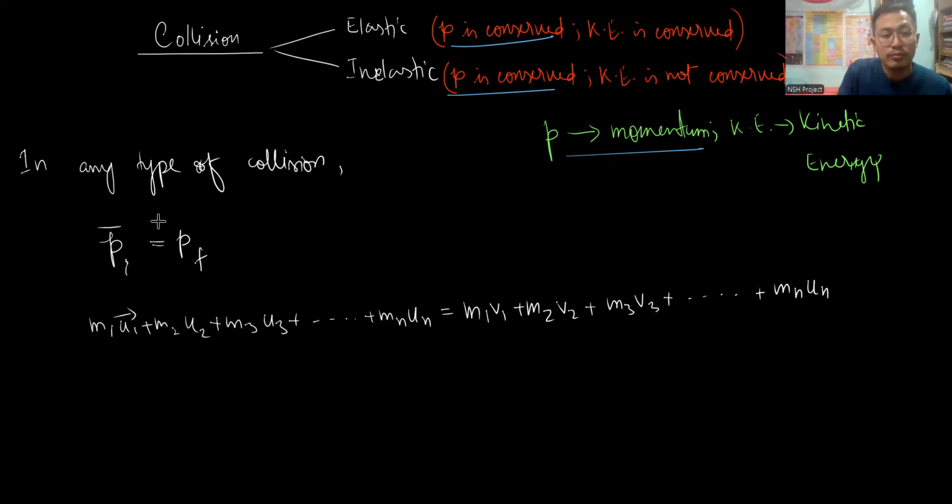Momentum is a vector, so do not treat it as a scalar; these are all vectors. This is always true in any type of collision. Number 2: if kinetic energy is conserved, then that collision is called an elastic collision. If kinetic energy is not conserved, it is an inelastic collision. Keep this in mind.